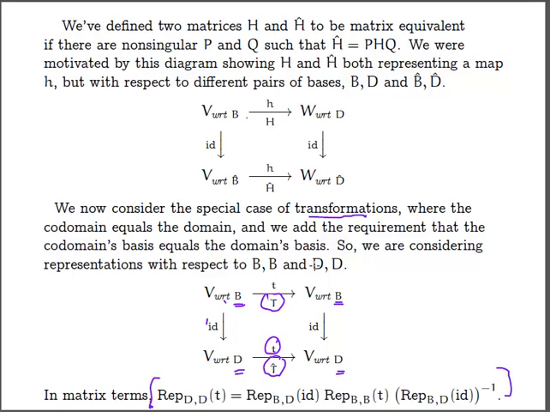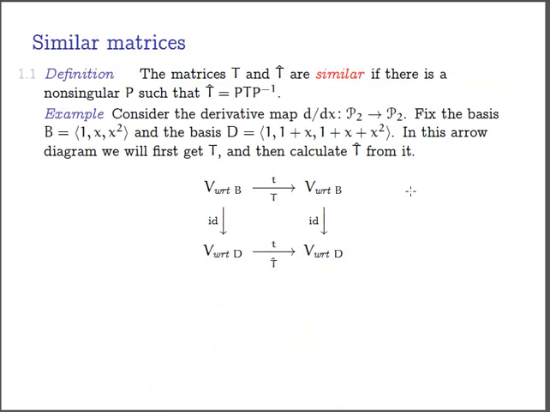Okay. All right, now let's make some definitions that accord with this situation. Here's a repeat of the same diagram: two bases, B and D, same vector space, and linear transformation with respect to B and with respect to D. So we say that two matrices T and T hat are similar if there's a non-singular P such that T hat equals P T P inverse.